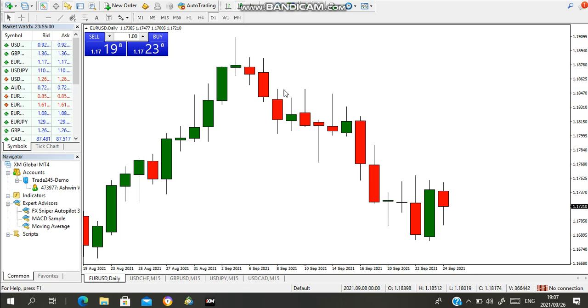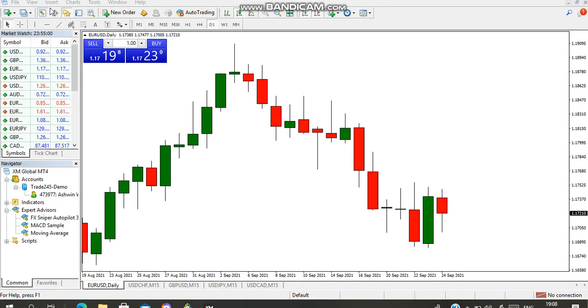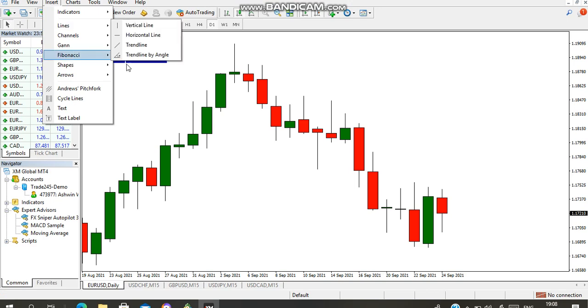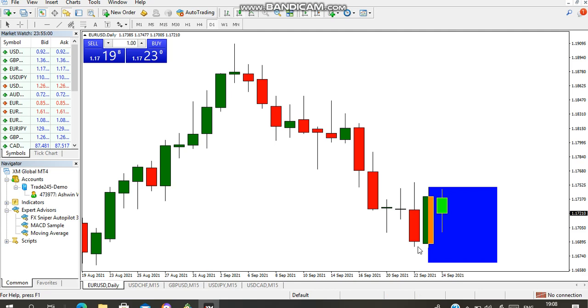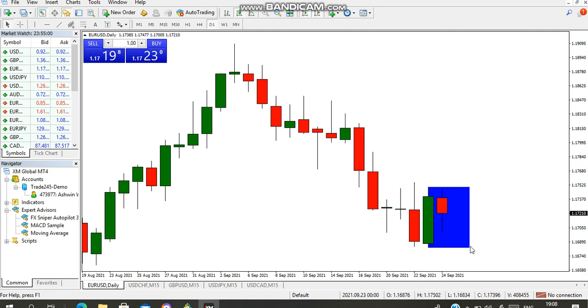The first thing I do when I analyze my chart is get my rectangle tool, and I draw it around my last two candles. As you can see, we have bullish and bearish candles, but unfortunately I cannot draw on my last two candles. So I use the first candle here to help, and draw it like this, 2.5 candles. That is what I use.